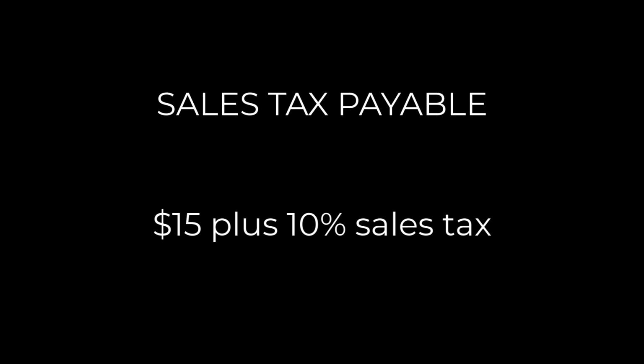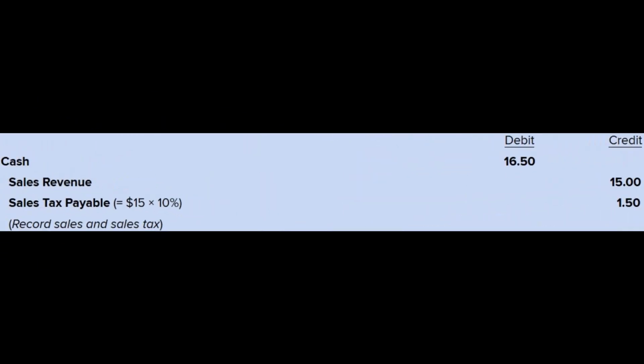Finally, there's sales tax payable. When you buy something for $15 plus tax, the company collects the full amount but doesn't get to keep the tax portion. They are simply collecting it on behalf of the government. As you can see in the entry, they record the sales revenue, and the tax collected is recorded separately as sales tax payable, which they will remit to the state later. It's a liability for them, not an expense.